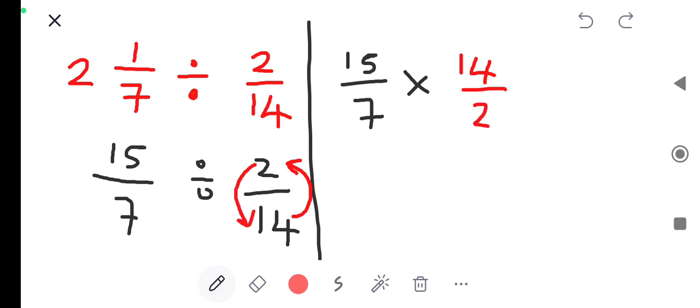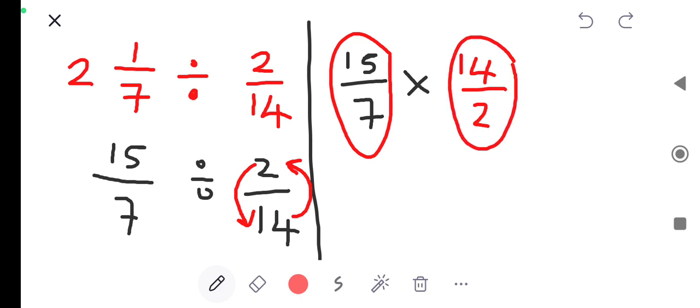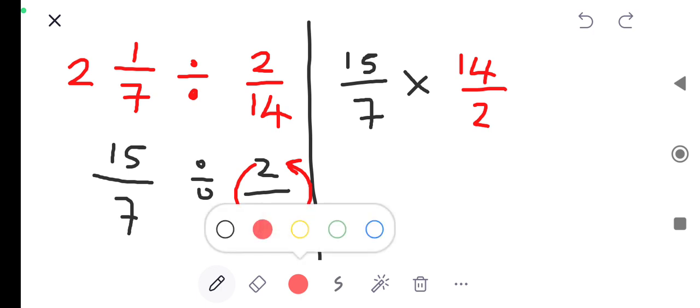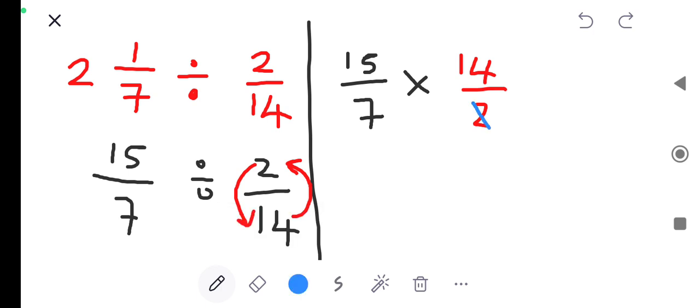Apart from 1, there is no number that can divide both 15 and 7. Apart from 1, there is a number that can divide both 14 and 2, and that number is 2. So we are going to divide by 2. So you do 2 divided by 2, that gives you 1. 14 divided by 2, that gives you 7.